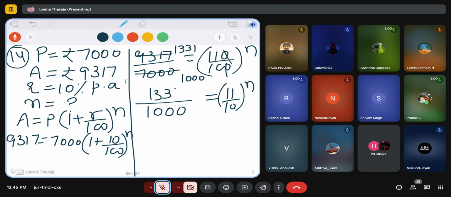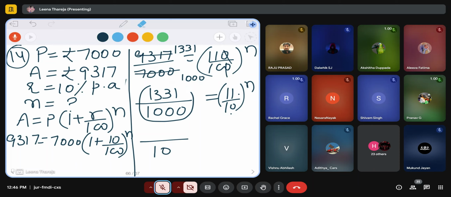Now we can make out these are the numbers of like 11 of what? 1,331. How many times do you multiply 11 to get that? Because I want numerator 11, denominator 10. I know if I multiply 10 three times, I get 1,000. Am I right? Yes, ma'am. Because here it is 11 by 10, here also I will write in the form of 11 by 10.